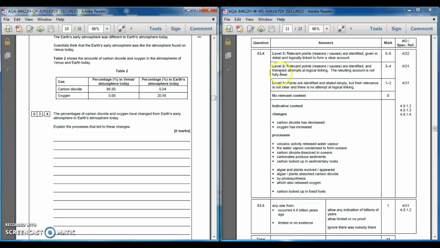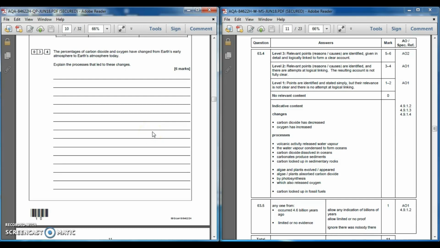When we look at the level 2 answer, we've got some relevant points in there talking about photosynthesis, and some logical thinking describing how the changes happened, but the account is not fully clear because there are a lot of other factors that affect it locked up here. So if we're looking at 6 marks, what we're trying to do is expand it.